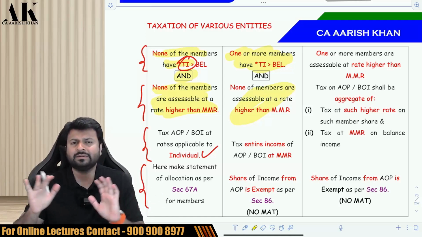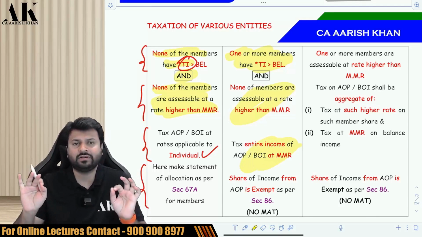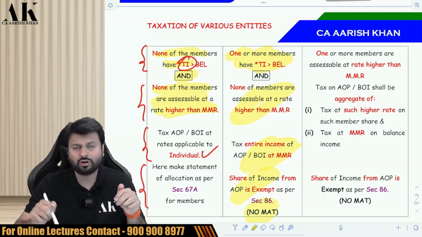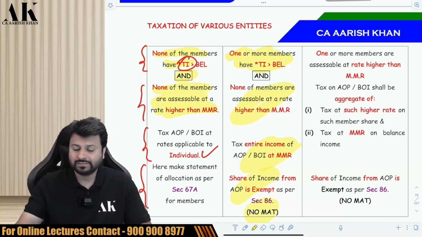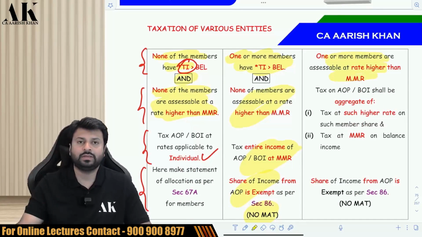Then in that case the rule is very simple. The entire income of the AOP BOI will be taxed at 42.744 and the members' income will be exempt. That's it. Members will not be liable for MAT also, if the member is a company. They are not liable for MAT. Okay. Third case, when one or more members are a foreign company, then what has to be done?